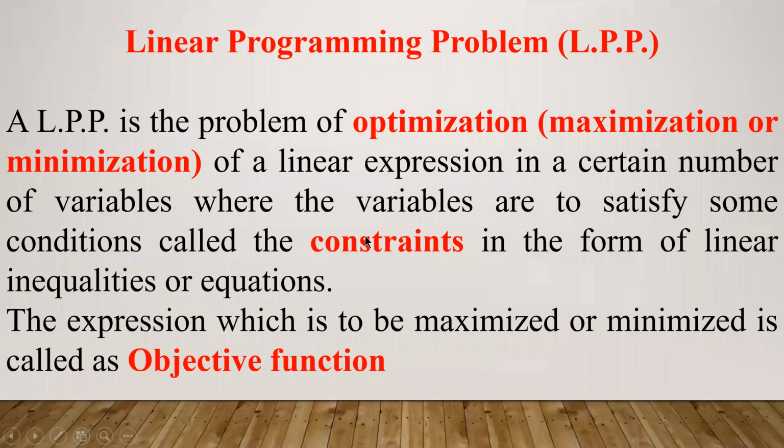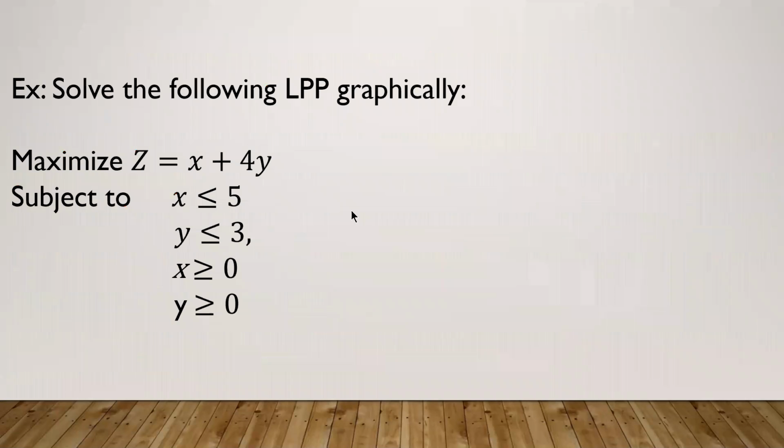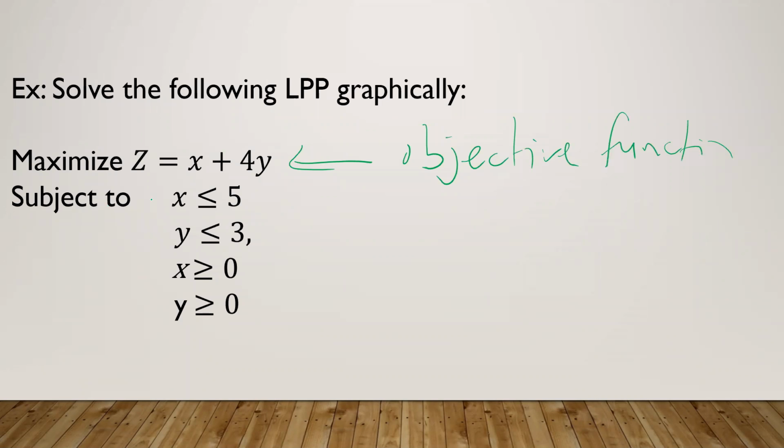So basically a linear programming problem has two parts. See here, this is a linear programming problem. Here you are maximizing this x plus 4y. This is called the objective function. Whatever you want to maximize or minimize is called the objective function, and it is denoted by capital Z. What is an objective function of a linear programming problem? It is a function which you have to maximize or minimize. But after 'subject to', whatever is written is called the constraints.